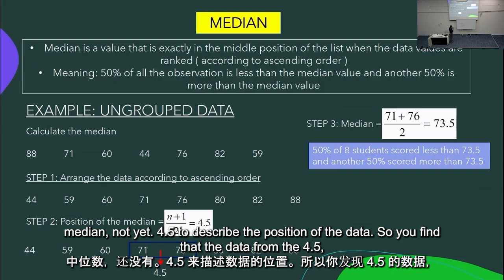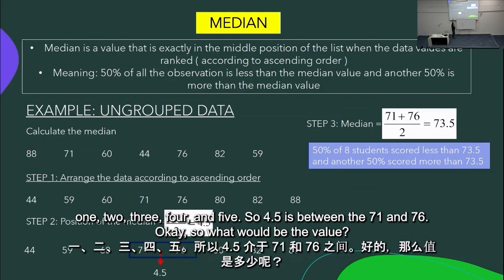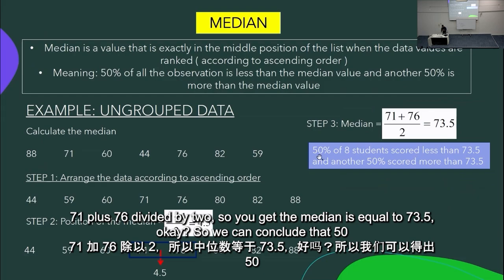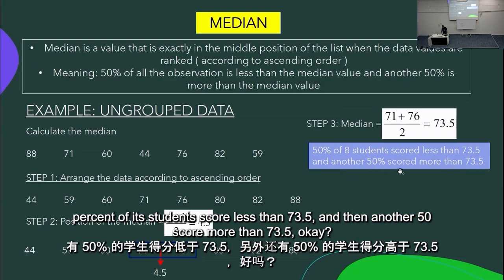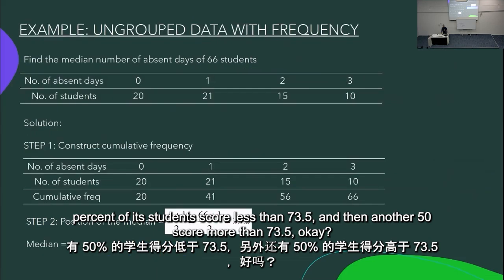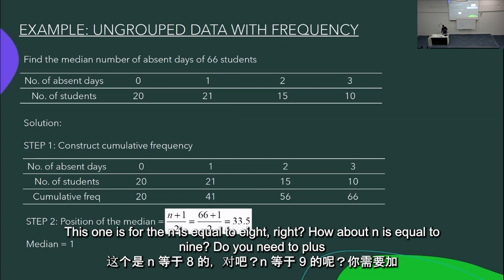So you find the data at 4.5: 1, 2, 3, 4, and 5. So 4.5 is between the 71 and 76. So what will be the value? 71 plus 76 divided by 2, so you get the median equal to 73.5. So we can conclude that 50% of 8 students score less than 73.5, and another 50% score more than 73.5.